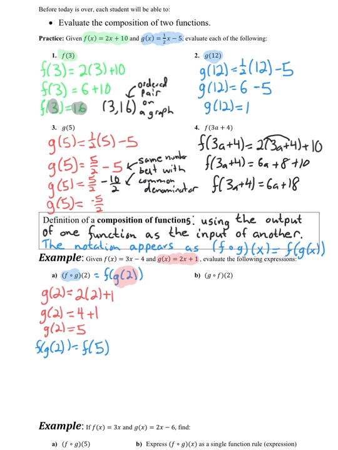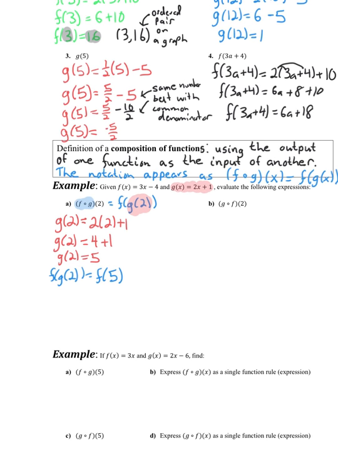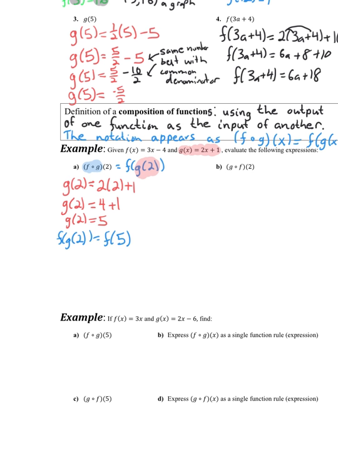So I'm taking the output of the g function, the output is the y value, that's the 5, and I'm using that as the input of the f function. That's what the definition of a composition of functions says. The output of one is the input of the other. All right, so that's the idea here.